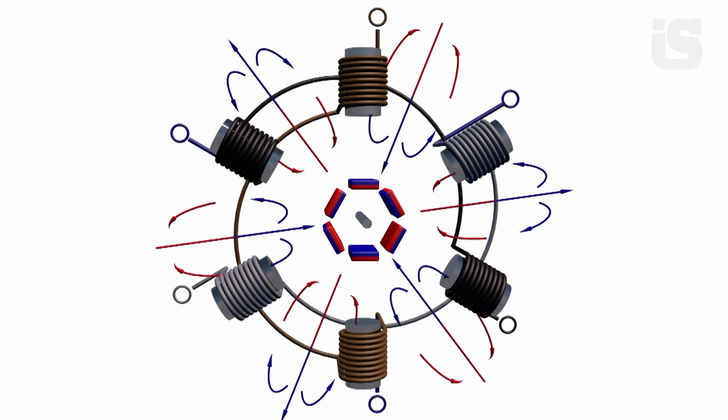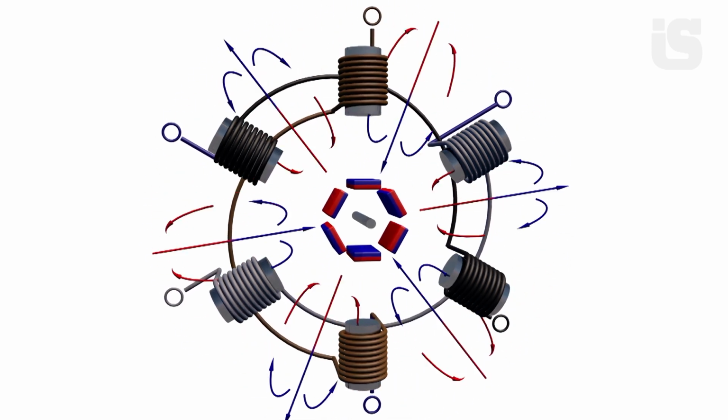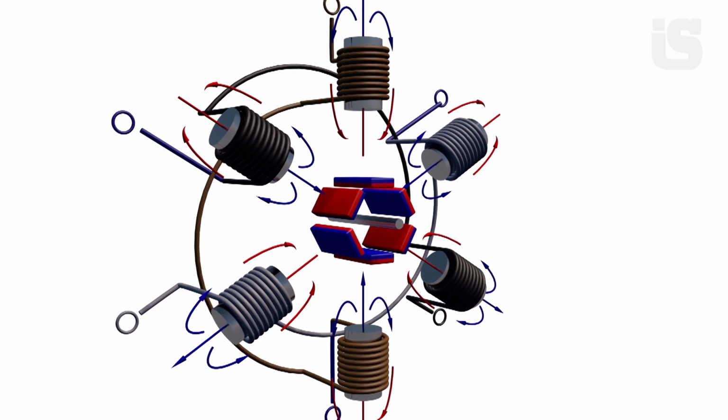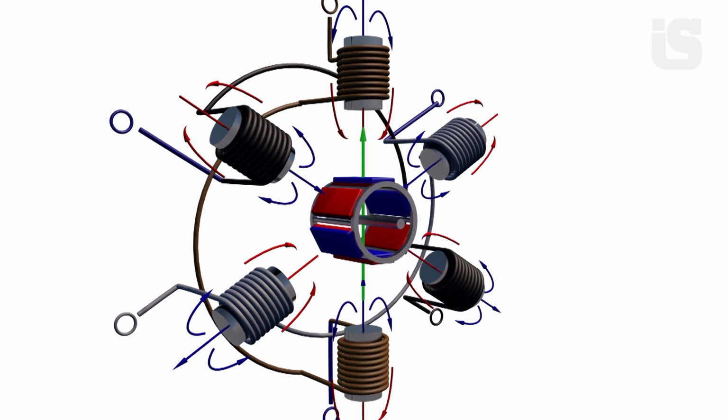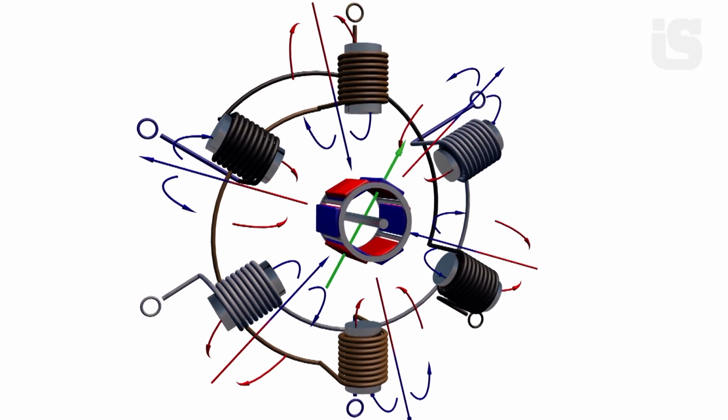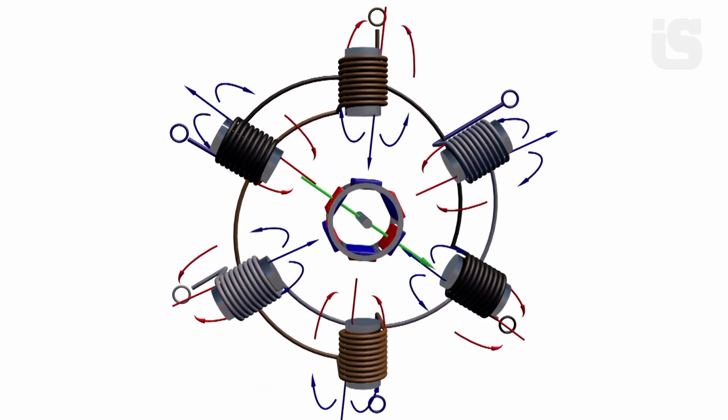But in practice, it looks a little different. The stator's field rotates too quickly. Remember, at the beginning of the video, the magnet couldn't keep up with the rotating magnetic field. The squirrel cage can provide the initial rotation to the rotor.